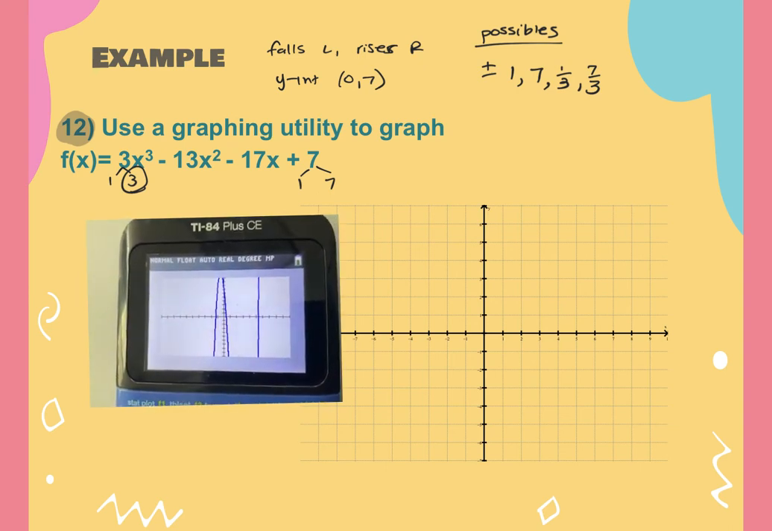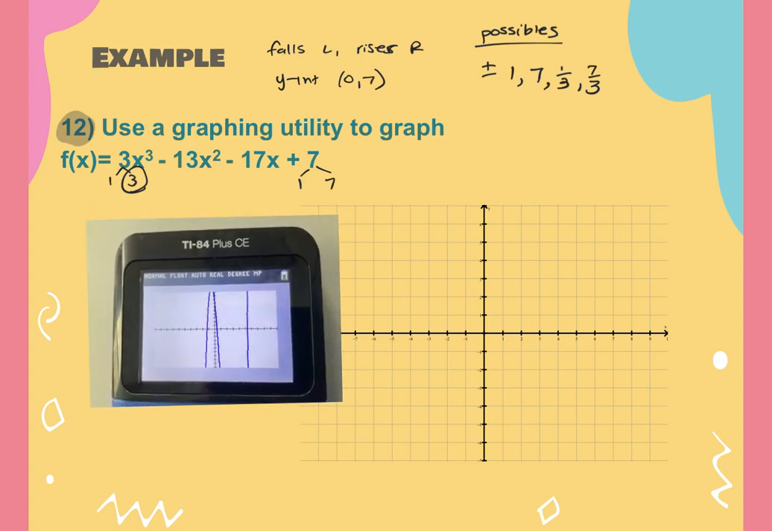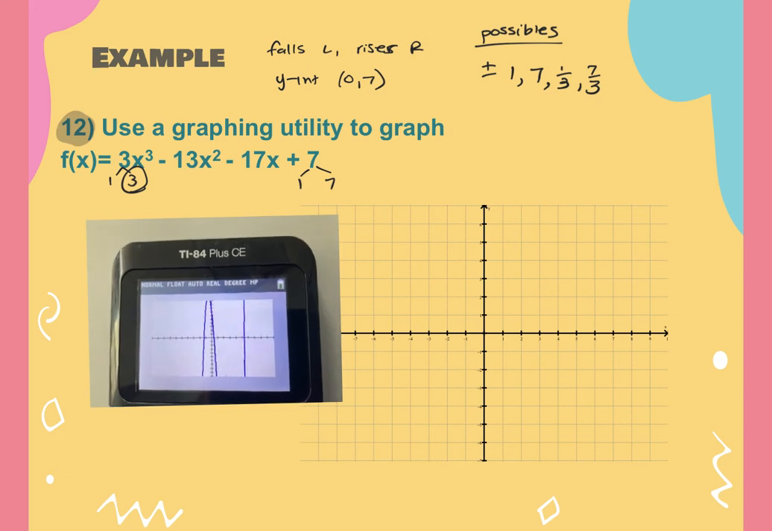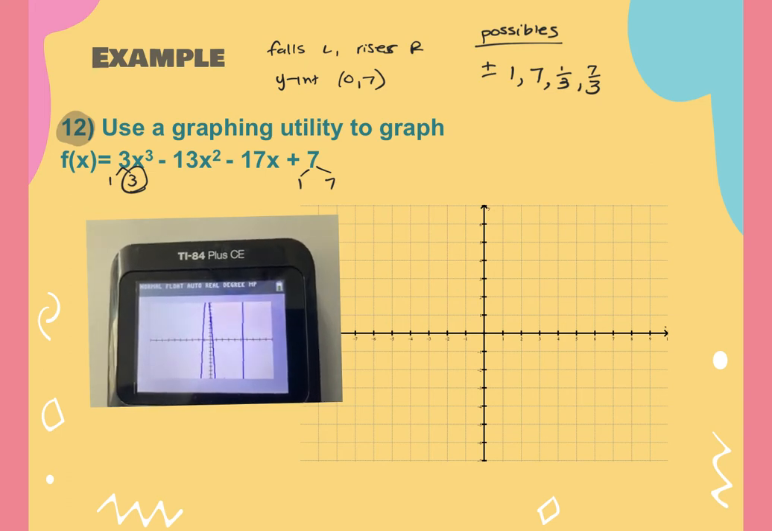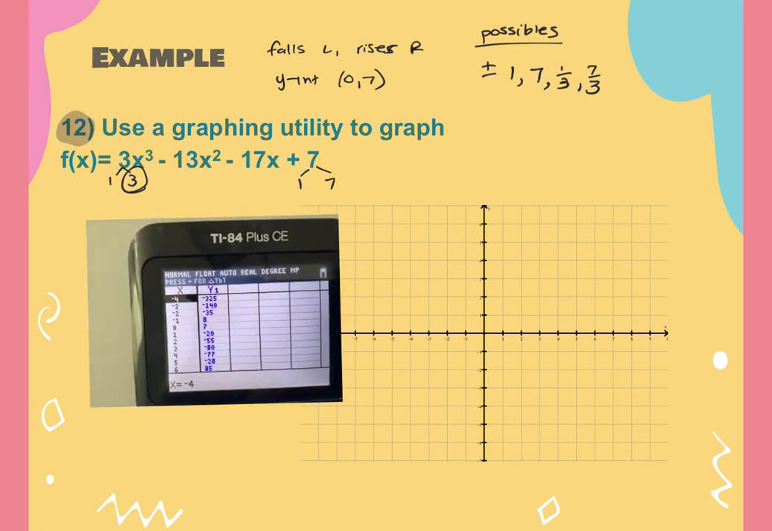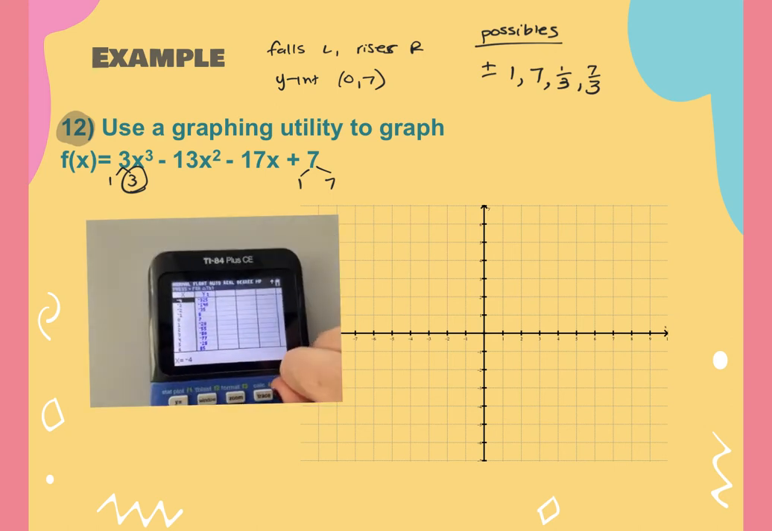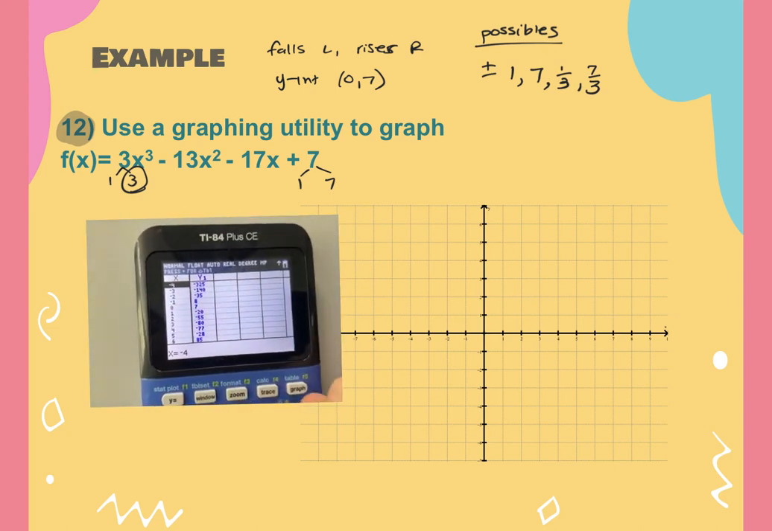So what does 1/3 look like in a calculator? 0.3333333, right? If I didn't know what 7 over 3 would look like in a calculator, I would type in 7 divided by 3. You're not going to see it in the table. The table's only going to give you whole numbers, which means we have to use that trace feature. I have to figure out which of these zeros is going to line up.